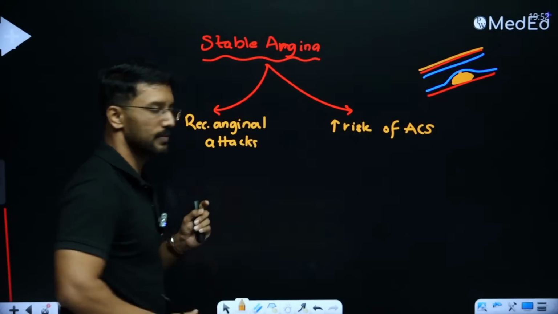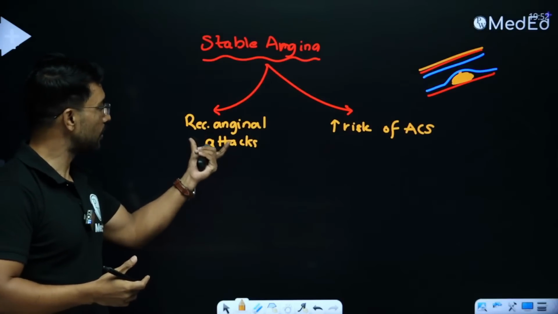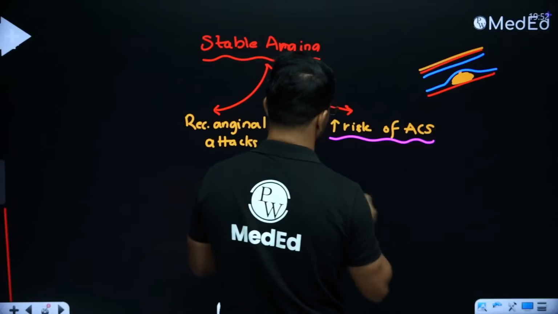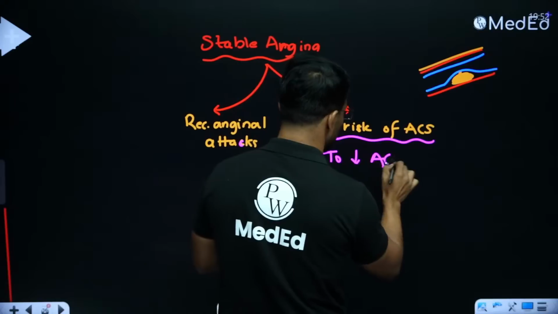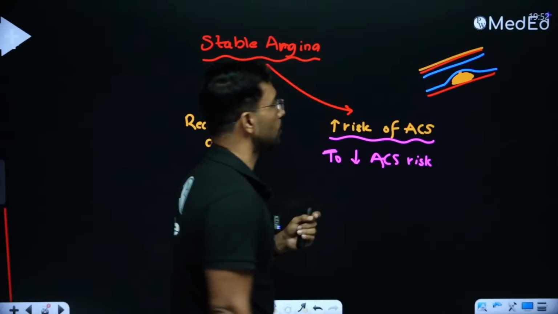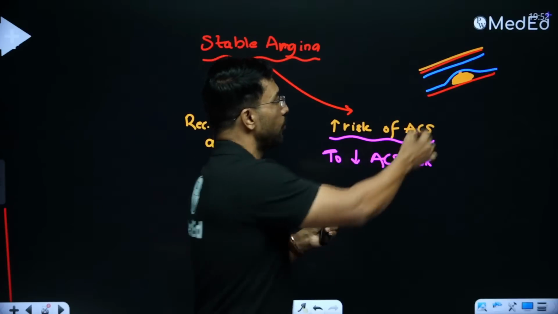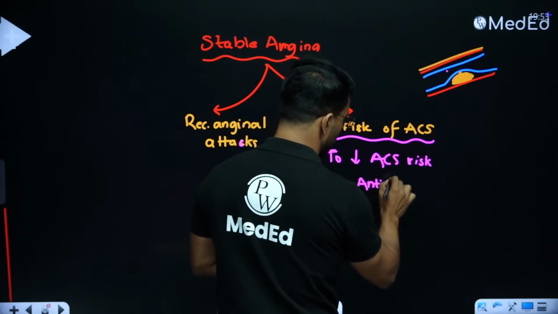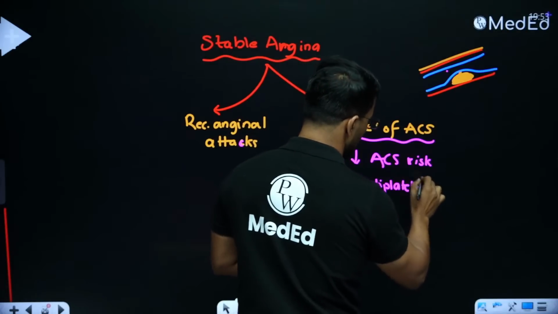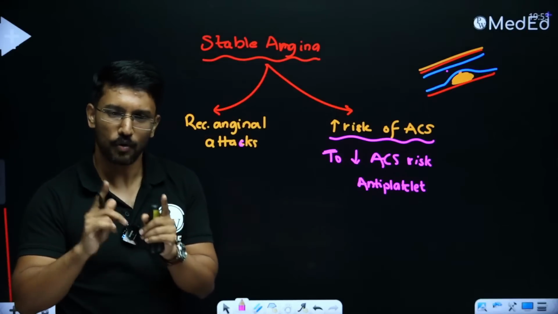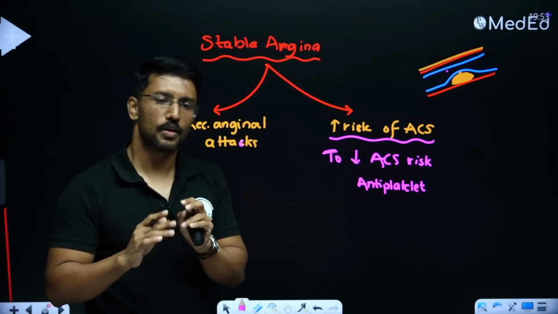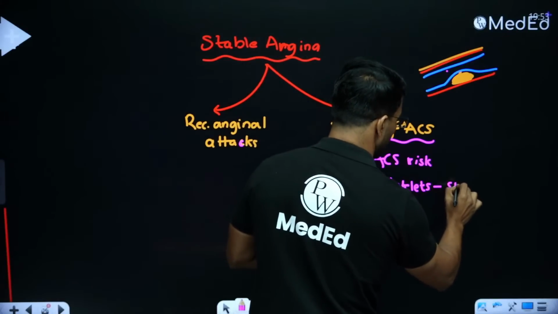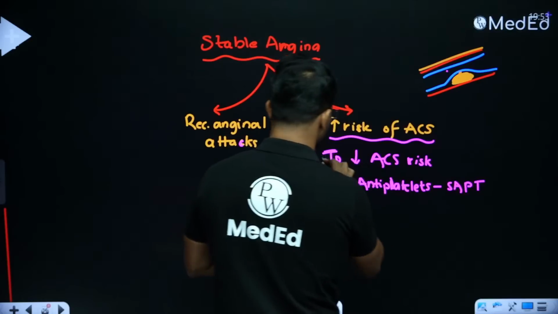So as a doctor, I need to address these two problems. I have to reduce the risk of developing an acute coronary syndrome and I have to reduce the frequency of anginal attacks, right? So to decrease ACS risk, what can I do? When will he develop an acute coronary syndrome? Once the plaque ruptures. Once the plaque ruptures, what is the next event? Platelets start forming a plug. So I will give antiplatelets. Please remember, dual antiplatelet agents by guidelines are recommended after an acute coronary event for 1 year. For prevention, dual antiplatelet agents are not recommended. We need to go ahead with a single agent, aspirin or clopidogrel.